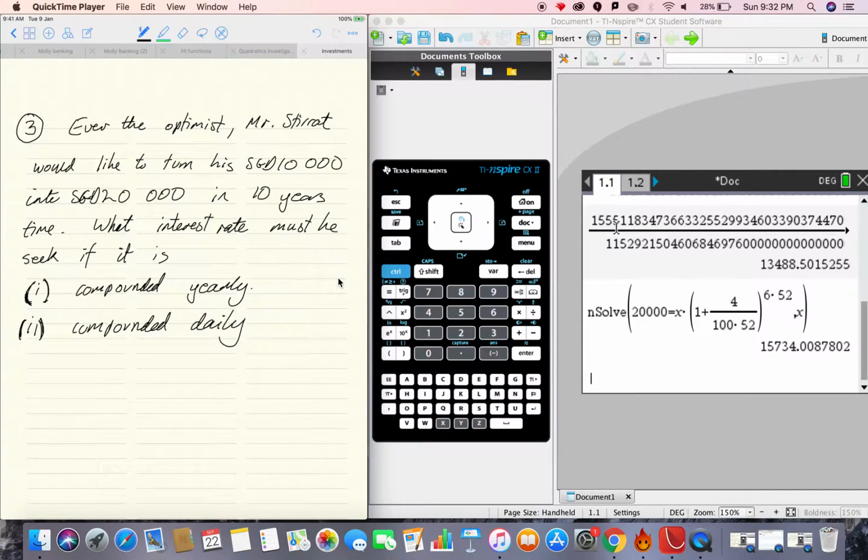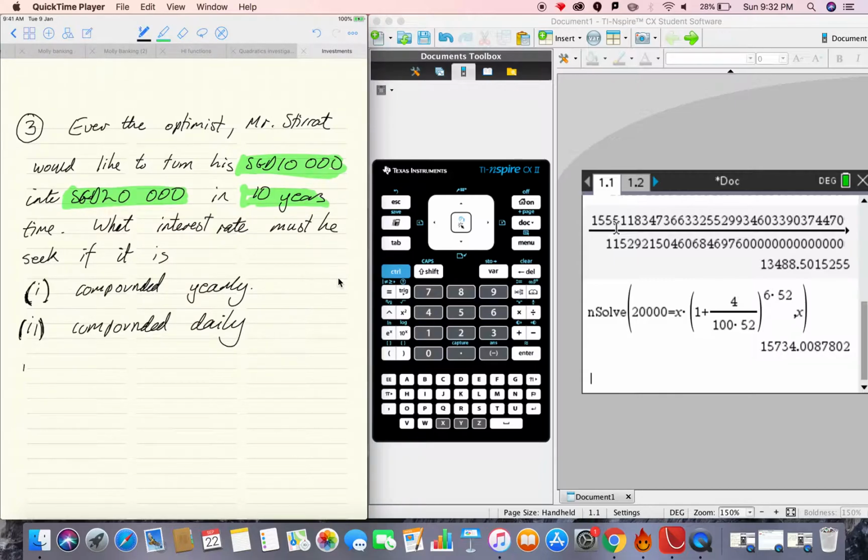Okay, so here's another lovely financial maths question by the looks of it. Mr. Stewart would like to turn his SGD 10,000, so that looks like a present value. That's how much I'm going to invest into SGD 20,000. That's the final value. So present value and final value, we have 10 years. That's n, the number of years. Okay, and what interest rate? So it looks like we're trying to solve for r, and we've got two parts to it.